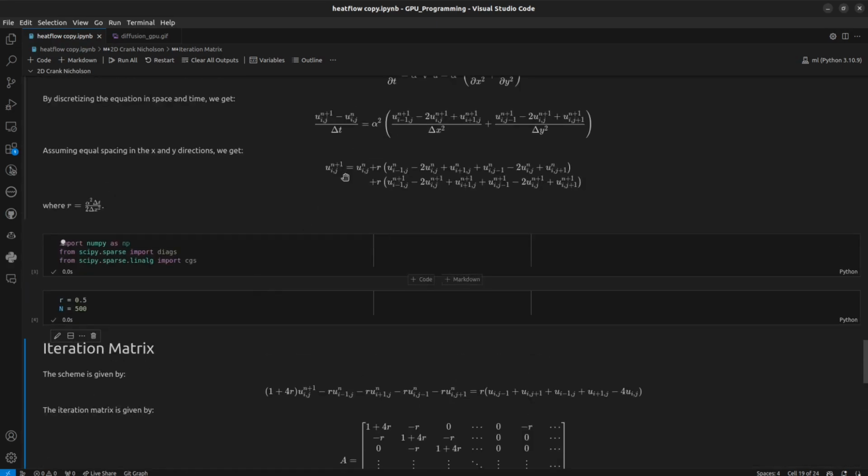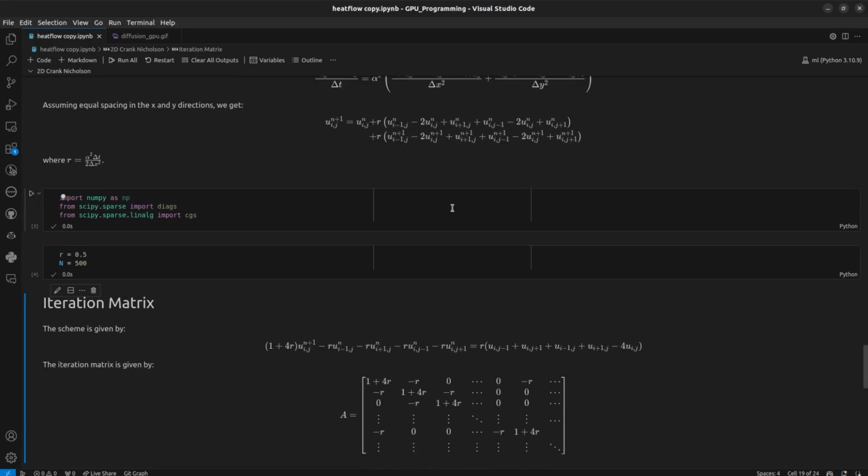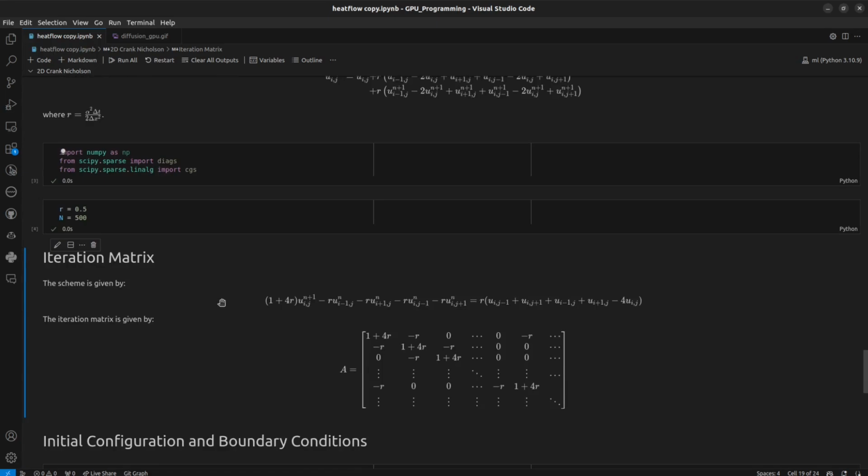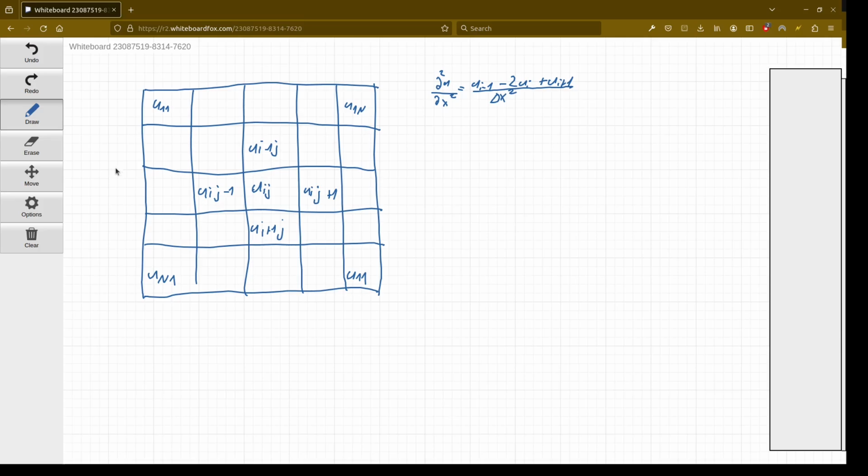How we do that is we have here a semi-implicit scheme, so we again sort out the n+1 terms on the left-hand side and all the n terms on the right-hand side. That yields this kind of equation, and now we want to write it using matrices. So therefore, we're going to switch to a whiteboard, and I'll explain how that works.